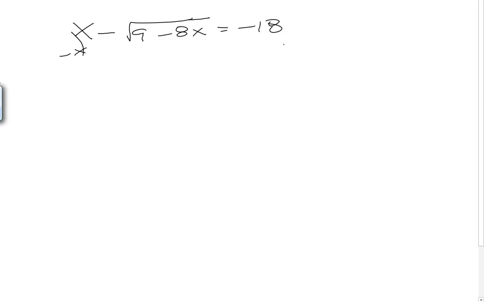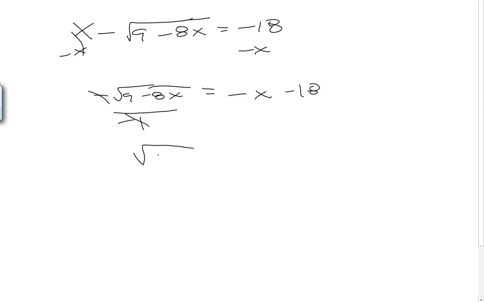I should move the x to the other side, subtract the x over. So that negative square root of 9 minus 8x is equal to negative x minus 18. I still wouldn't square it here. I wouldn't raise both sides to the second power because I still don't have the radical completely alone. It has to be completely isolated. So really I should divide everything by negative 1 so that this becomes a positive square root of 9 minus 8x. And then when I divide these terms by negative 1, I get positive x plus 18.